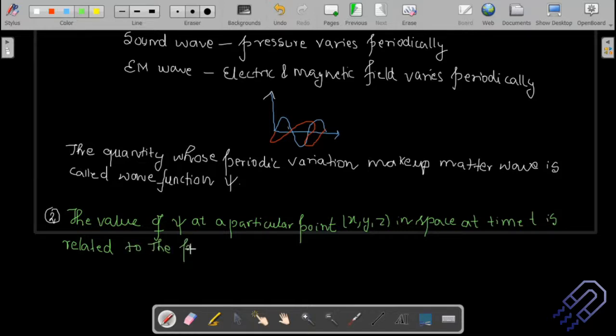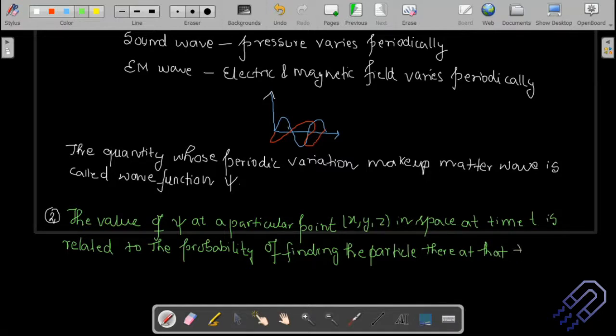to the probability. So you know whether it exists at a particular location or not, we can easily predict if we know what the wave function is. It is related to the probability of finding the particle there at that time.